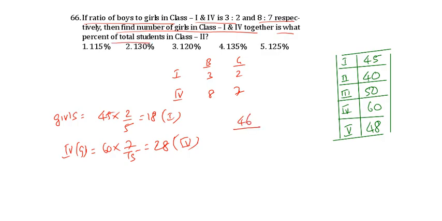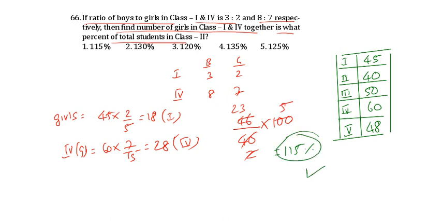It is what percent of total students? That is 46 into 100 by 40. 2 twos, 2 fives, 23 by 20. So what is 23 into 5? That is 115%. 115% is the correct answer.